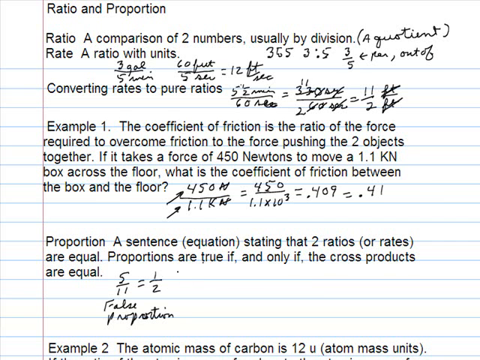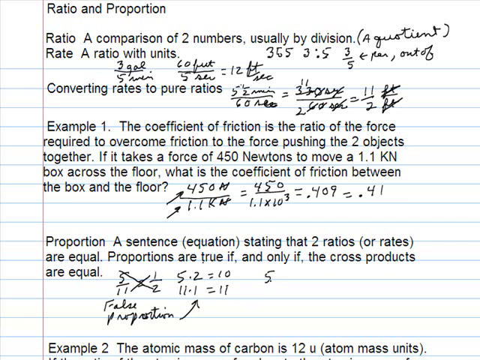Now, the second part of the definition says proportions are true if and only if the cross products are equal. The cross products are the products you get if you make a cross through the equal sign. So one product here would be 5 times 2. That gives you 10. The other cross product would be 11 times 1. That gives you 11. Since the cross products are not equal, that's not a true proportion.